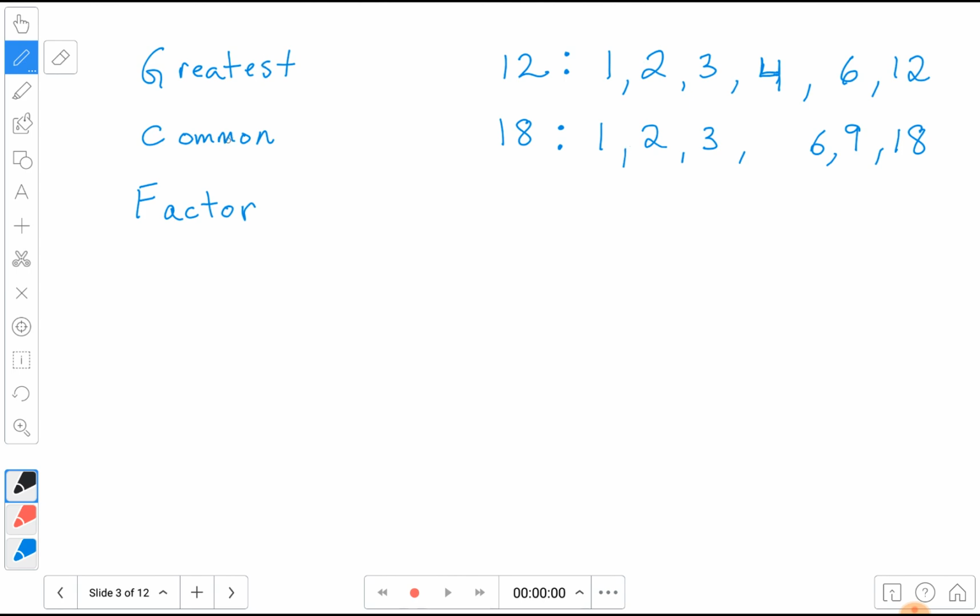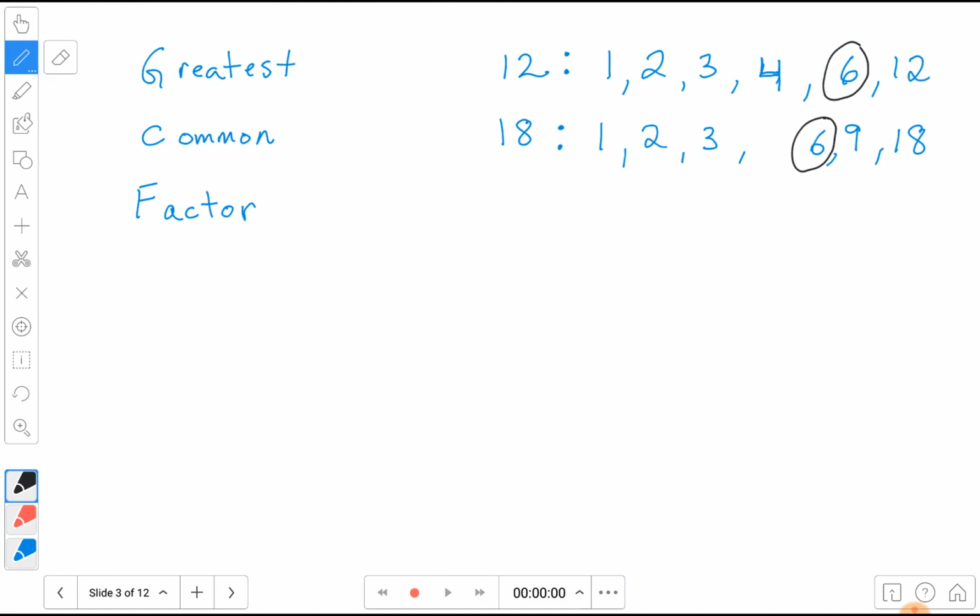So the greatest common factor, the largest number that's shared between these two. Well, I just look at my list, and they both share 6. The largest number that they both share is 6. So the greatest common factor of 12 and 18 is 6.